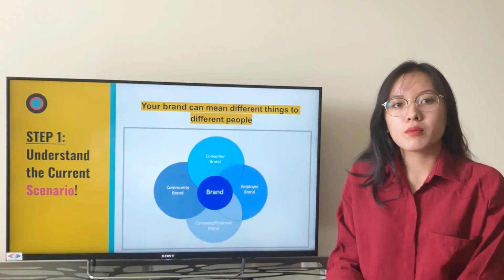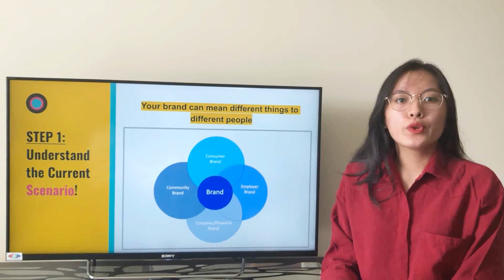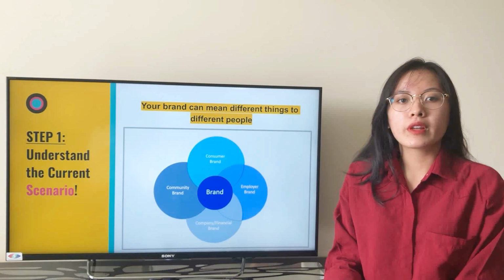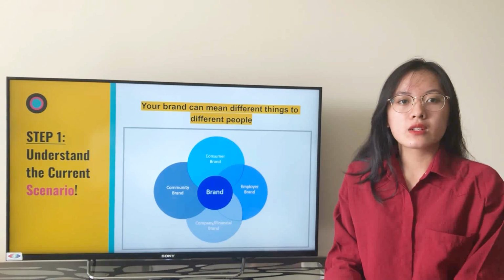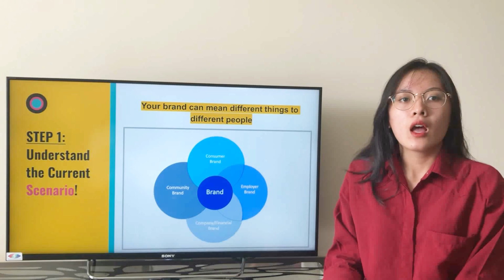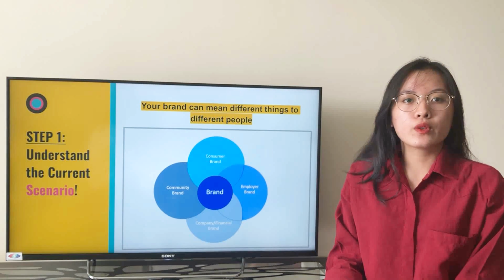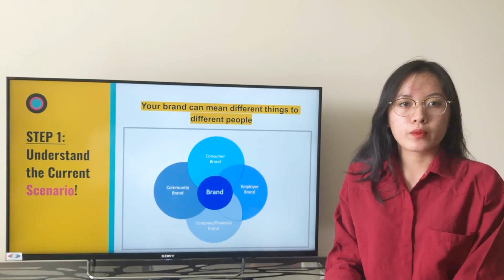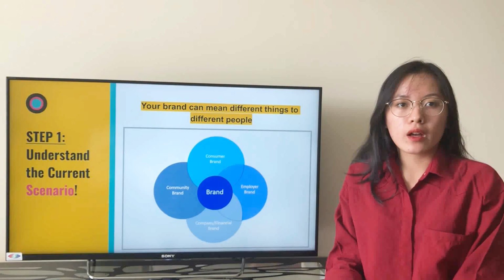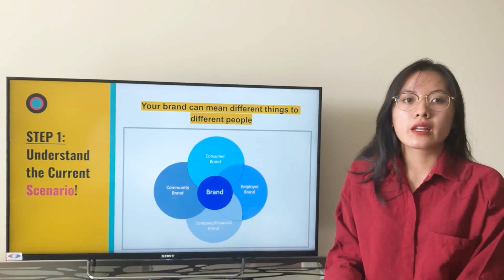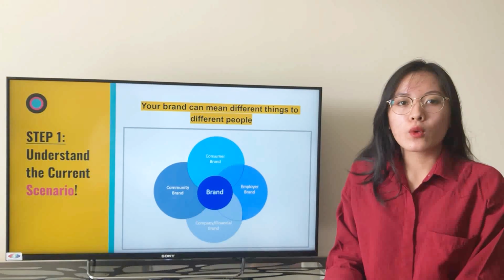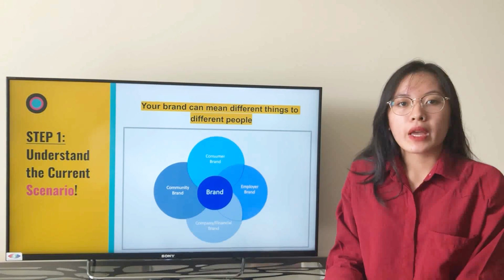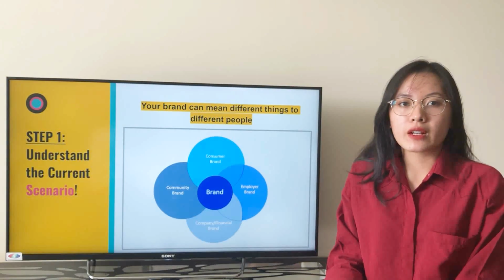The first is the customer brand: how your customers view your brand. The next is the financial or company brand: how your investors, shareholders, or anyone in the company views or invests in your brand. Next is the employer brand: how your employees view your brand. And the last is the community brand. That is how your company engages with your local community, charity, campaigns, or causes, and how this affects your brand.